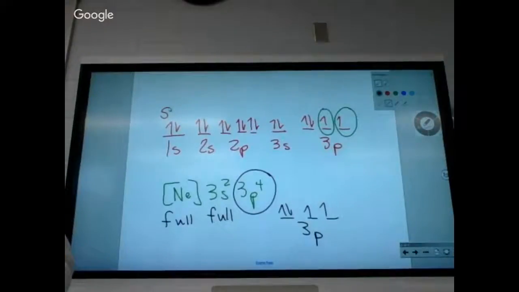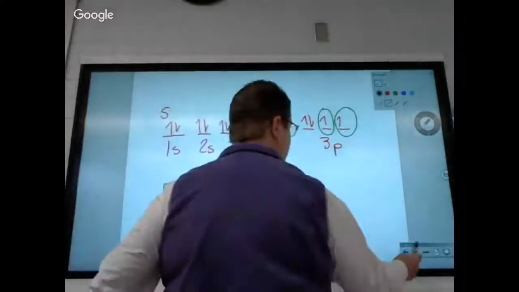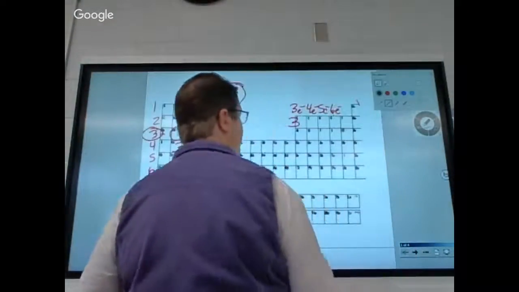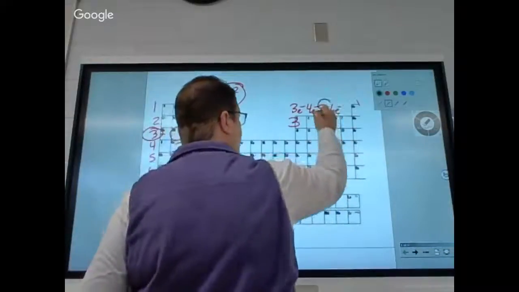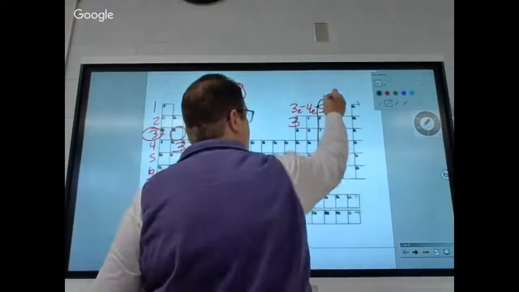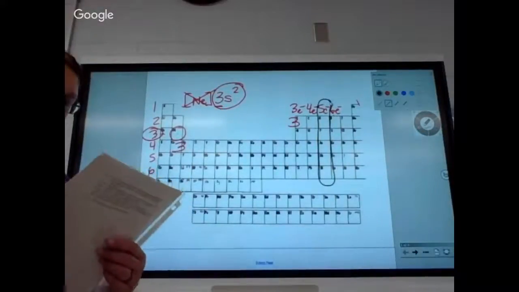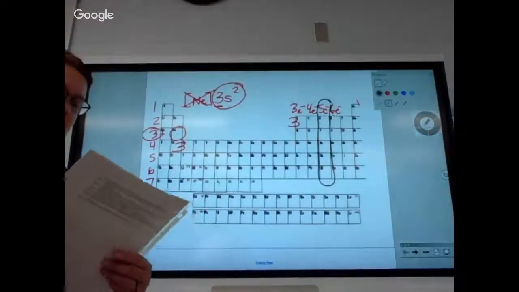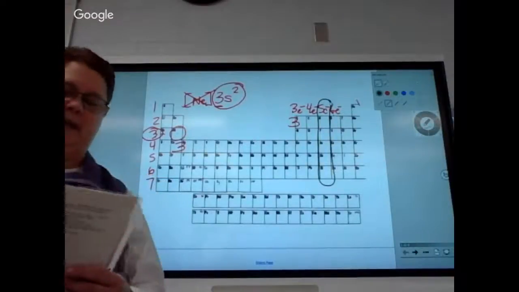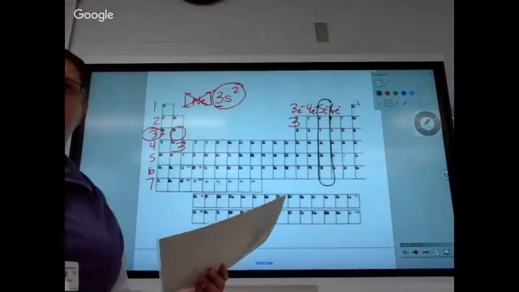All right, that brings us down to P. Among the elements, which one would have 5 dots? All right, well, 5 dots has to be what? How many outer shell electrons? 5. So you're looking for the element that's in this group. So which one is in that group? P.